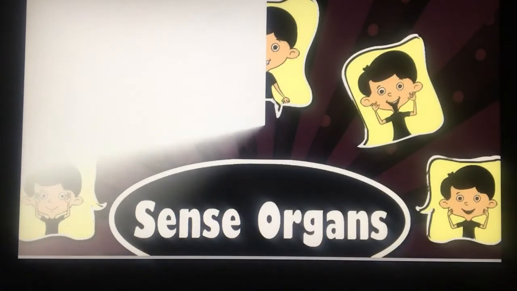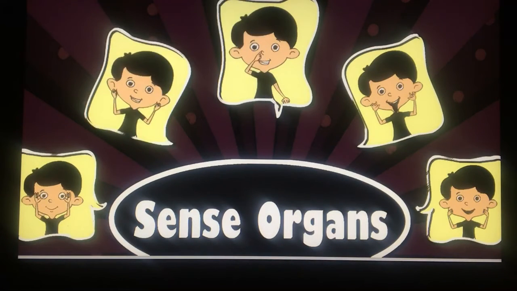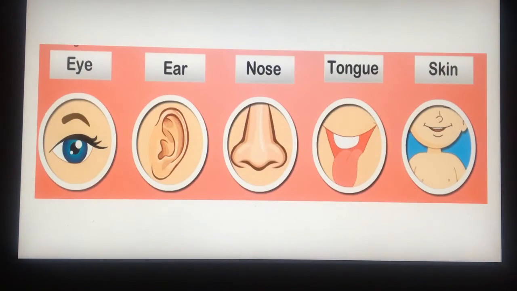Now let us see the sense organs. How many sense organs do we have? Yes, we have 5 sense organs. What are those? Eyes, ear, nose, tongue and skin. Now let us learn one by one what are the uses of it.